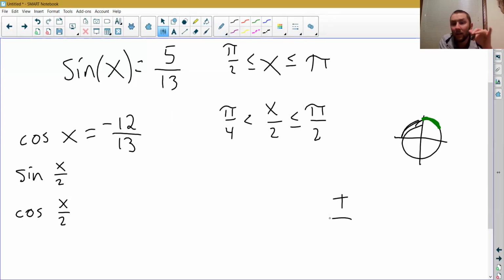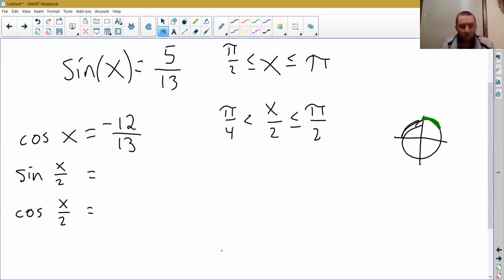So I can use what I know about the unit circle, what I know about my x angle and cutting it in half, to figure out what quadrant I am in. That's going to tell me whether I choose positive or negative for my sine half angle and my cosine half angle, all right? So now I can find an exact value for the sine and the cosine of x over 2.